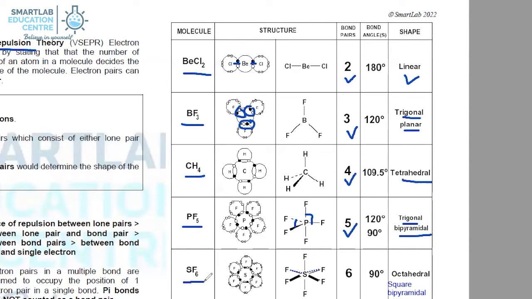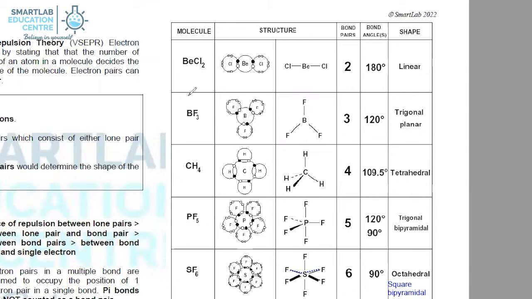Last but not least, SF6, which means sulfur is group 16, 6 valence electrons. So when chemically bonded with fluorine atoms, you form 6 bond pairs. The angle therefore is 90. We'll call that octahedral in shape, or otherwise square bipyramidal. For the list of examples that we covered earlier, all the central atoms in these molecules do not have any lone pairs. Let's take a look at what happens when there are lone pairs.